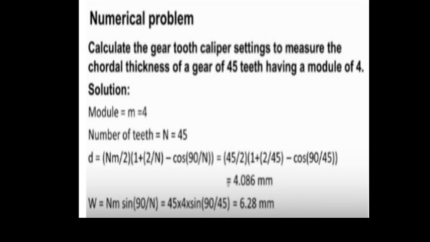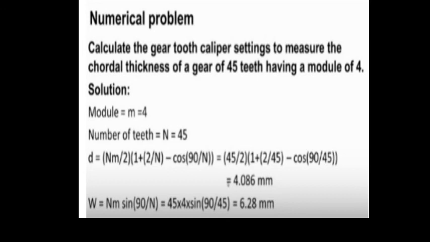So D is measured from the pitch circle, and then the chordal thickness. So this is D equal to 4.086. So we have to move the tongue of the vernier caliper and adjust this 4.086 mm in the instrument, and then we can measure the thickness.